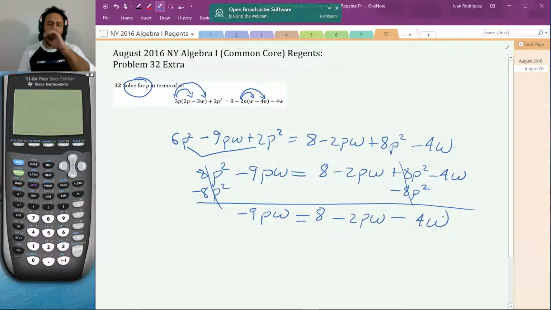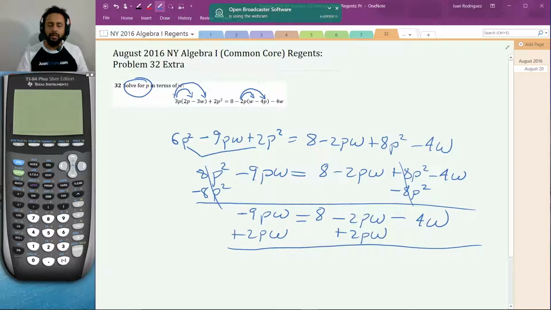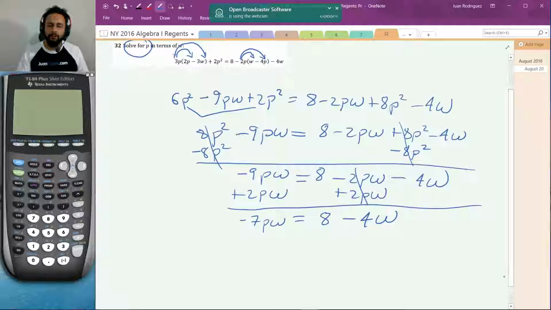Okay, now I'm going to get every term that has a p on the left and every term that does not have a p on the right. So this term has a p, this term has a p. I'm going to keep this on the left. I'm going to add 2pw, and I notice that these are like terms, so I can combine them. Negative 9pw plus 2pw is negative 7pw is equal to 8 minus 4w.